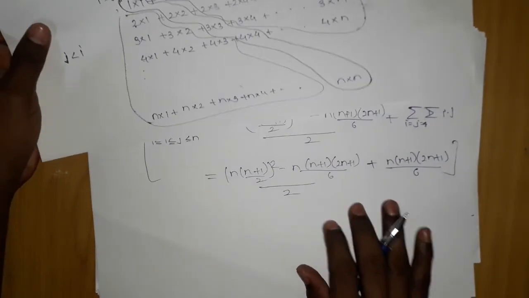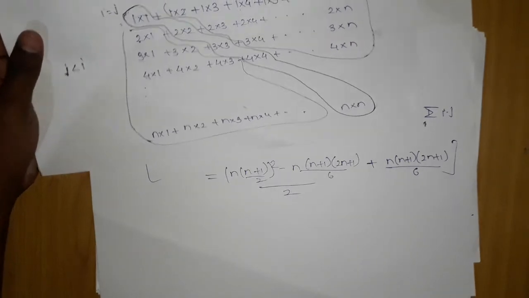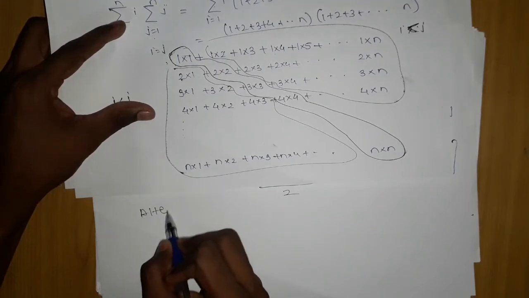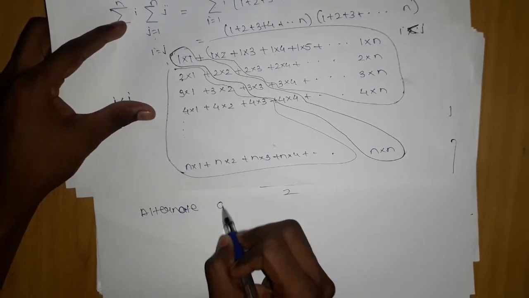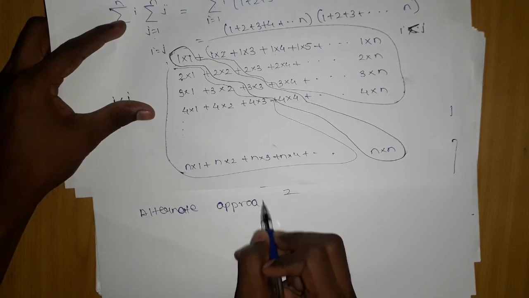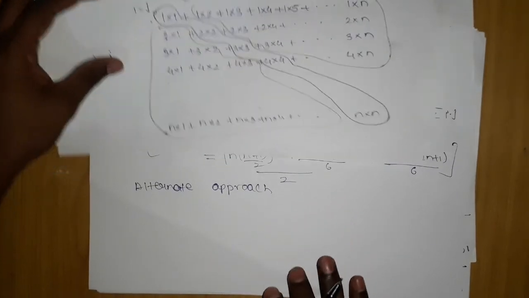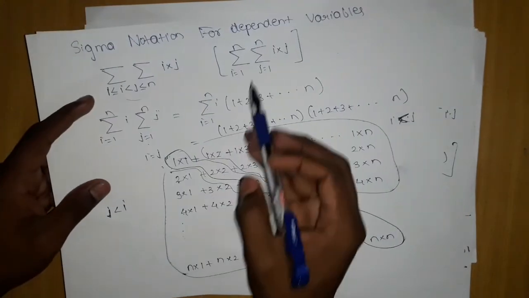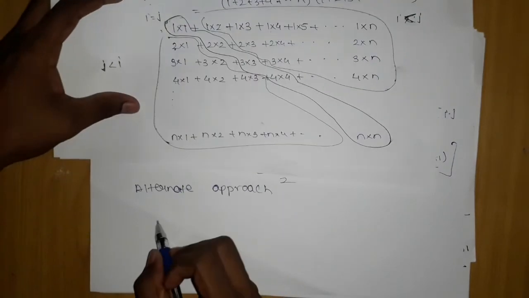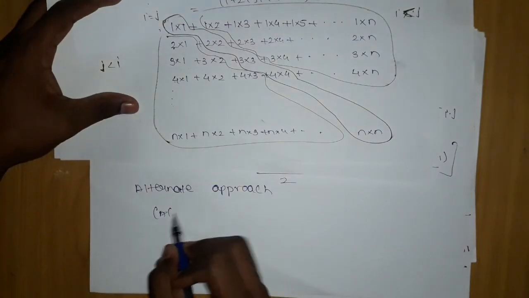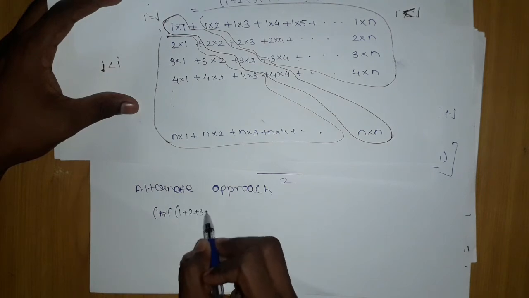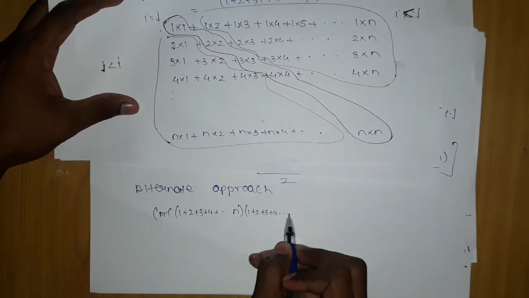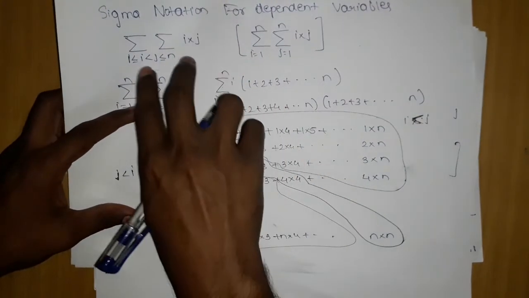Now one more thing: there is an alternate approach to do the same thing. What is the alternate approach? The summation is nothing but (1 plus 2 plus 3 plus 4 till n) into (1 plus 2 plus 3 plus 4 till n). This is what we need to find.